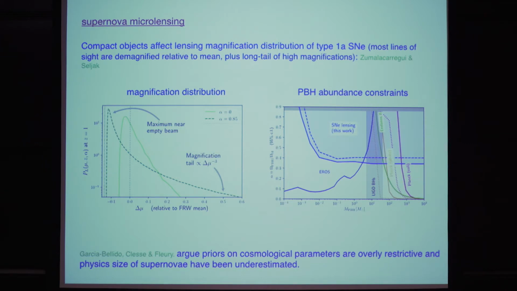There was a fairly recent paper by Zumalacárregui, Garcia-Bellido and Selyak, and what they presented were constraints that aren't horribly tight. This is of order a halo fraction of 0.4, but nonetheless the key thing here is that it's applying across a wide range of masses, from 10 to the minus 2 up to multiple hundreds of solar masses.